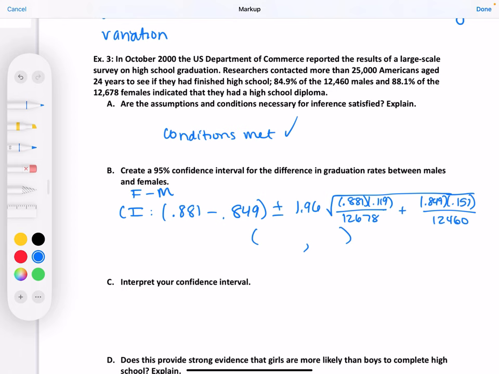Or you can do the 2-PropZInt on your calculator. So I'll show you the calculator to do that. I just need to find the thing. 2-PropZInt, and that's under STAT TESTS. You just have to scroll down way farther than normal. Then you plug in all this stuff. It'll ask you for each thing and then for your confidence level.